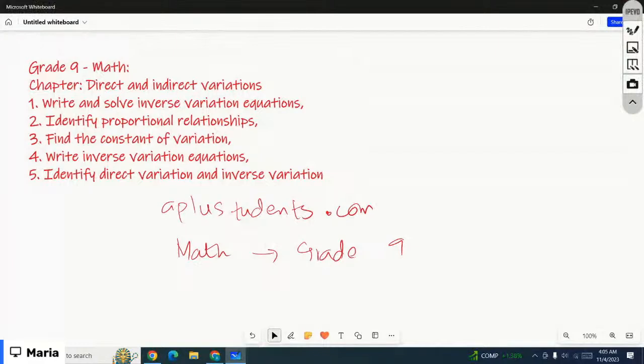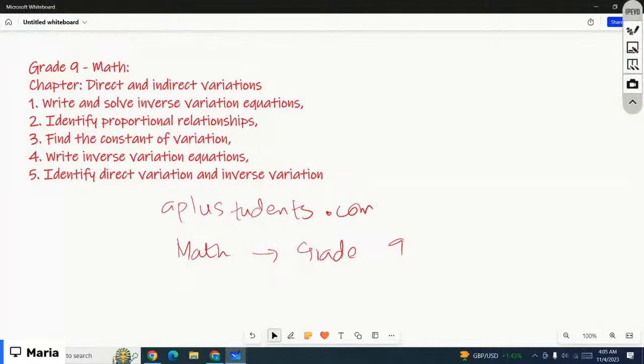We're going to start with the chapter direct and indirect variations. The lessons we're going to cover are write and solve inverse variation equations, identify proportional relationships, find the constant of variation, write inverse variation equations, and identify direct variation and inverse variation. So let's start with the first lesson.